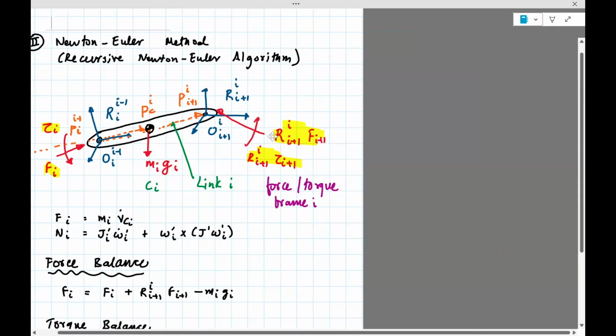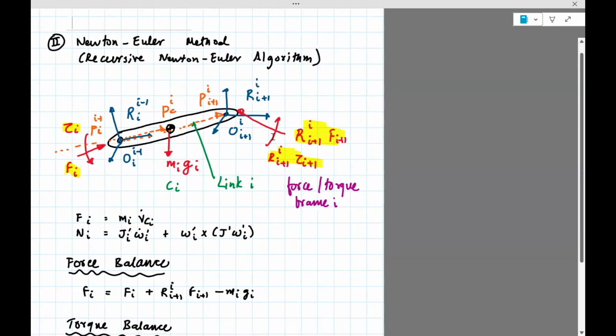Newton Euler method. Unlike the Euler-Lagrange, which relies on kinetic energy and potential energy, this one requires you to draw the free body diagram. So what I've drawn here is a free body diagram of one single link. The link is one of many links. There are some links before it, some links after it.